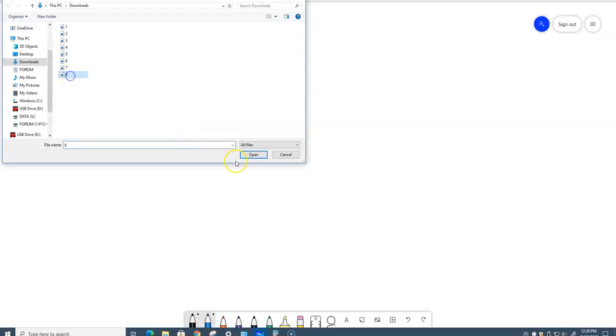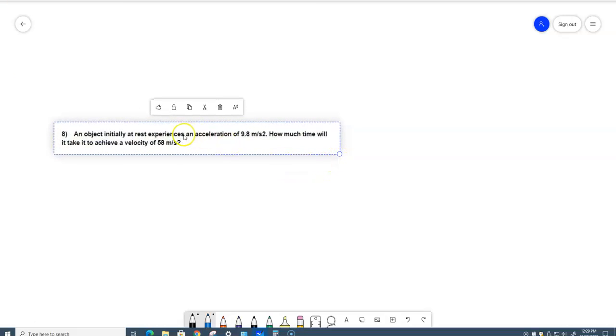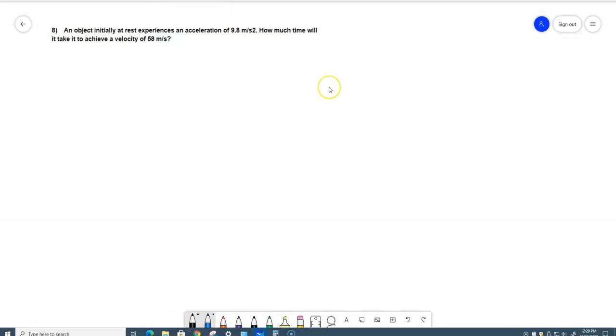Now we are going to go to number 8. This one: an object initially at rest. Remember what I told you guys about when you see rest. That just means 0. Experiences an acceleration of 9.8 meters per second squared. How much time will it take to achieve a velocity of 58 meters per second?